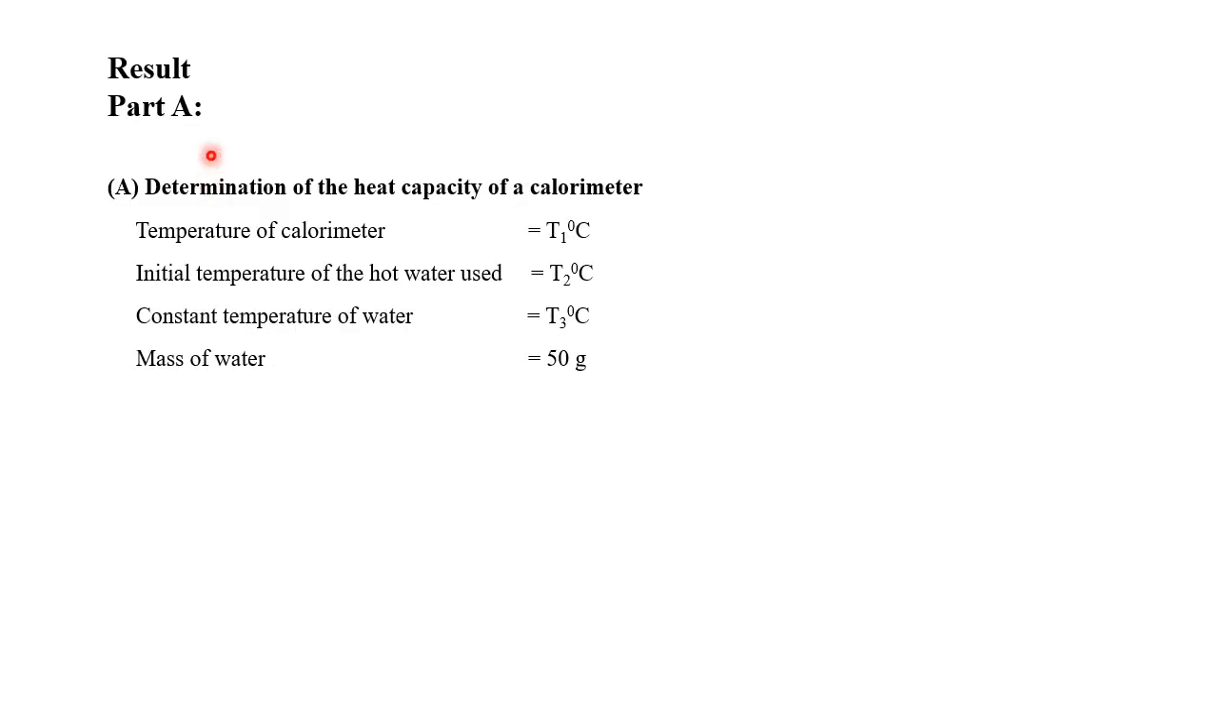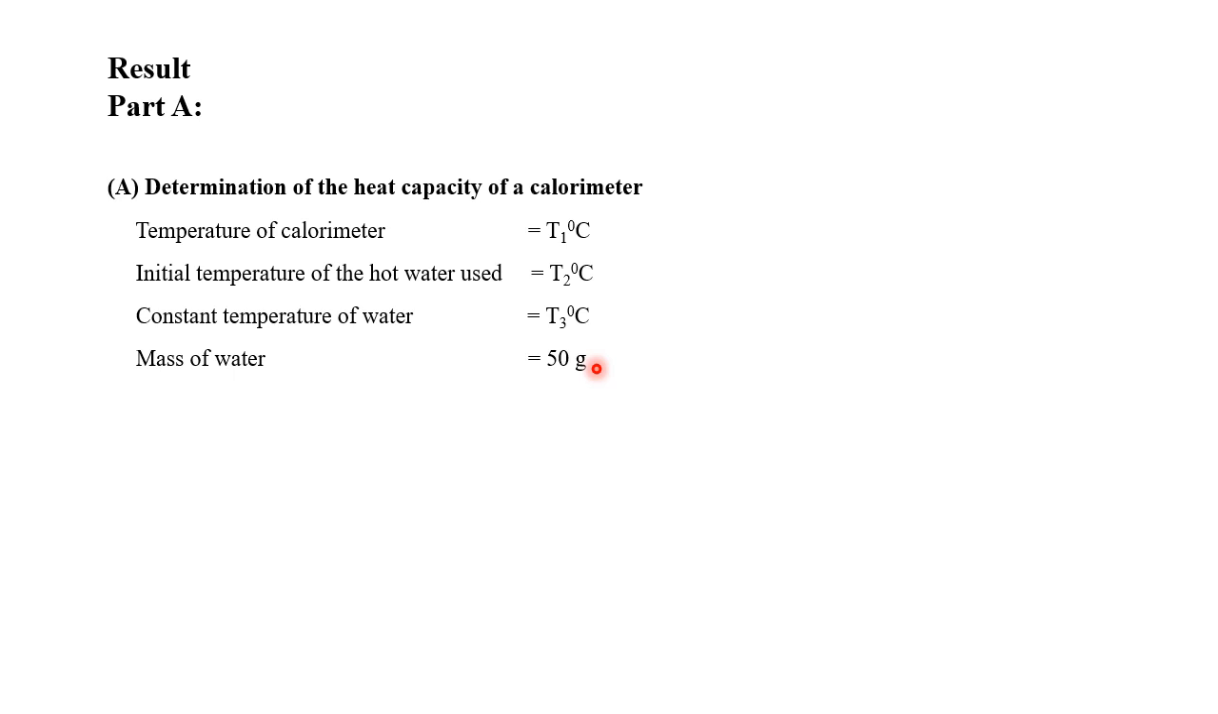Now the result for part A. By right, you need to measure the temperature of the empty calorimeter. This one is T1. Once the hot water is added, that one is T2. Until the temperature becomes constant, that one is T3. The mass of water over here is 50 gram based on your lab manual. Since there's no experiment, the values are provided by madam.